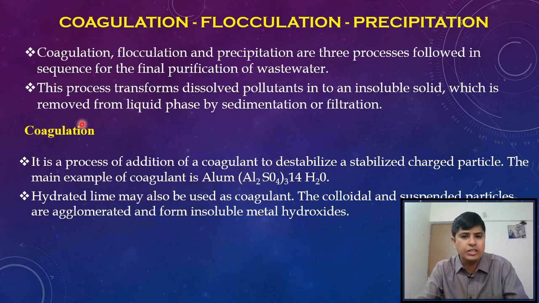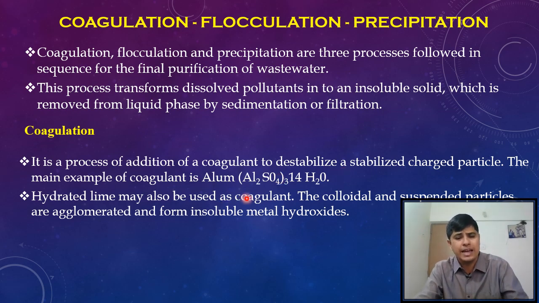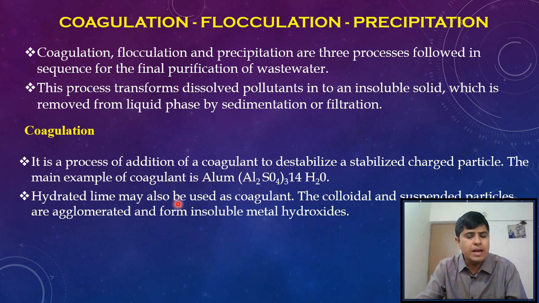So what is meant by coagulation? It is a process of addition of coagulant to destabilize a stabilized charged particle. When there is a stabilized charged particle in water bodies, it gets destabilized by adding a coagulant like alum. Alum has the formula Al2(SO4)3·14H2O, which is added to destabilize a stabilized charged particle. Hydrated lime, calcium hydroxide, may also be used as a coagulant.